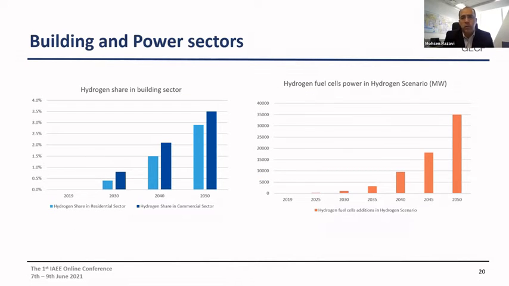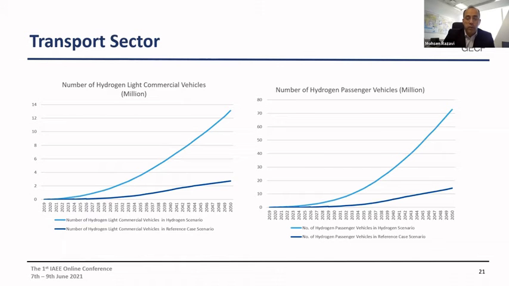So I just provide you some of the intermediate results, and you can see them from another angle. We can say that they are assumptions, but for example, we considered for the building sector, even in commercial and residential, more than 4% of all energy needed for heating to be provided by hydrogen by 2050, and even some fuel cell power plants in the future. As you see in the right chart, we consider more than 35 gigawatts of fuel cell power plants to be online by 2050.